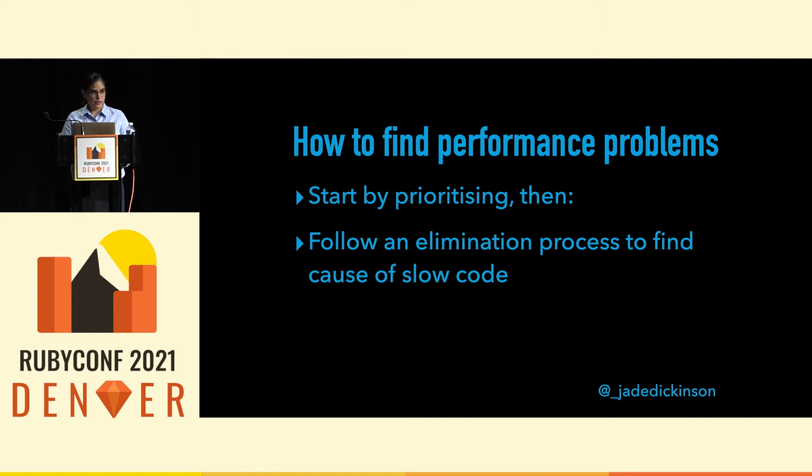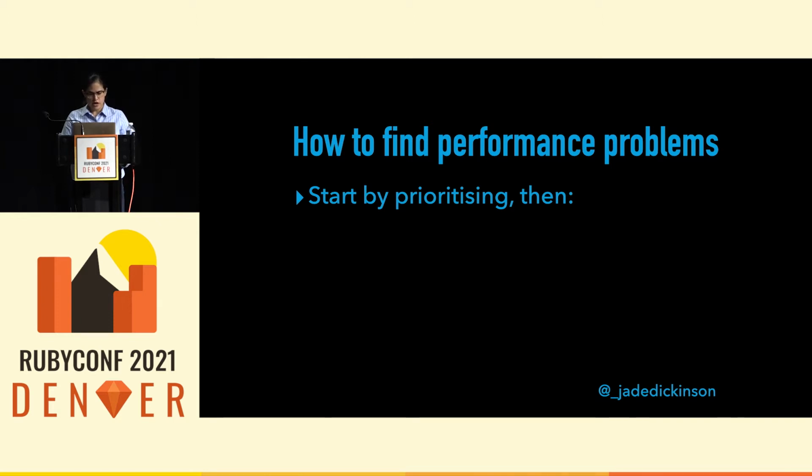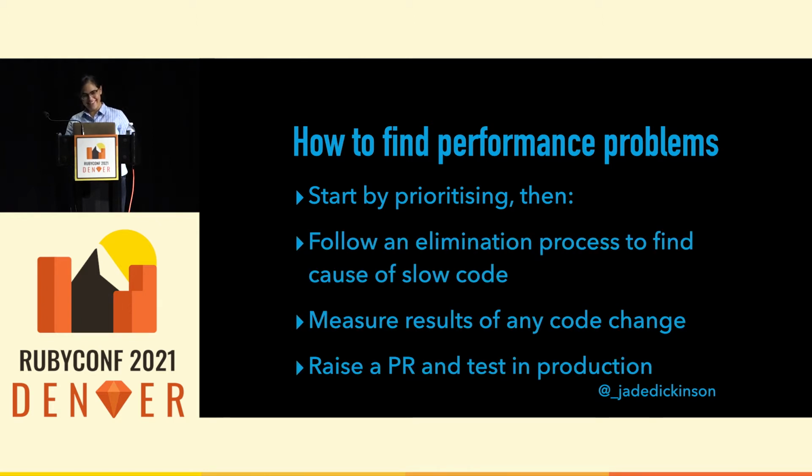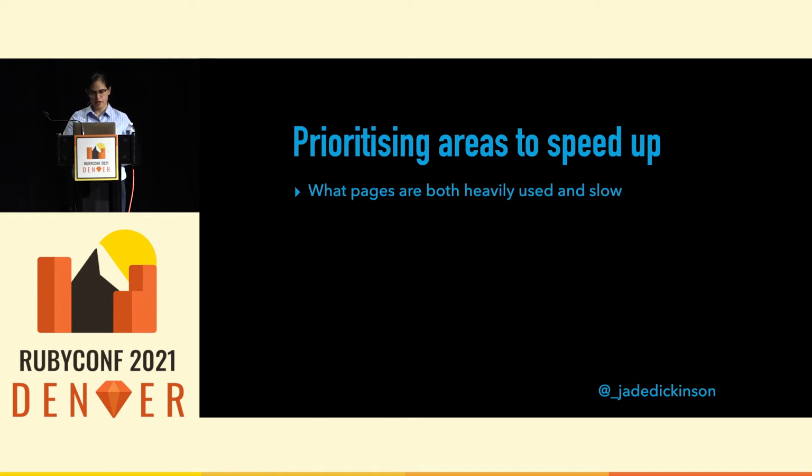So yeah, you follow an elimination process. I've gone backwards. And then once you've made that change, you raise a PR, and you want to test the impact of that change in production in case it's different in a bad way. So yeah, prioritizing areas to speed up. To prioritize areas to speed up, you want to find pages that are both heavily used and slow.